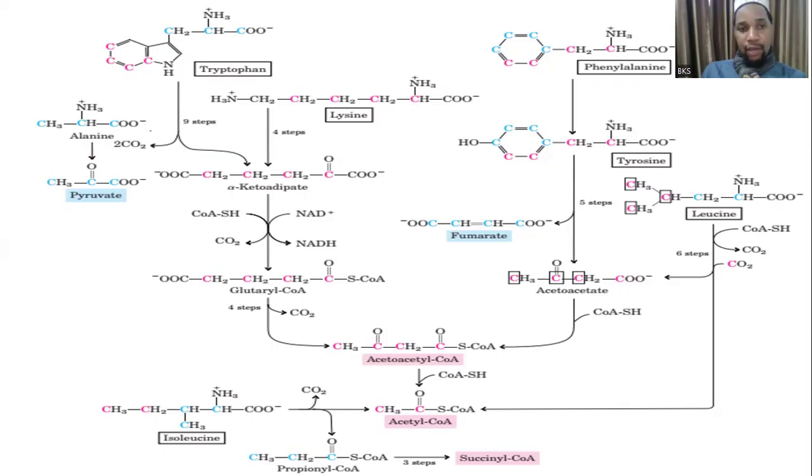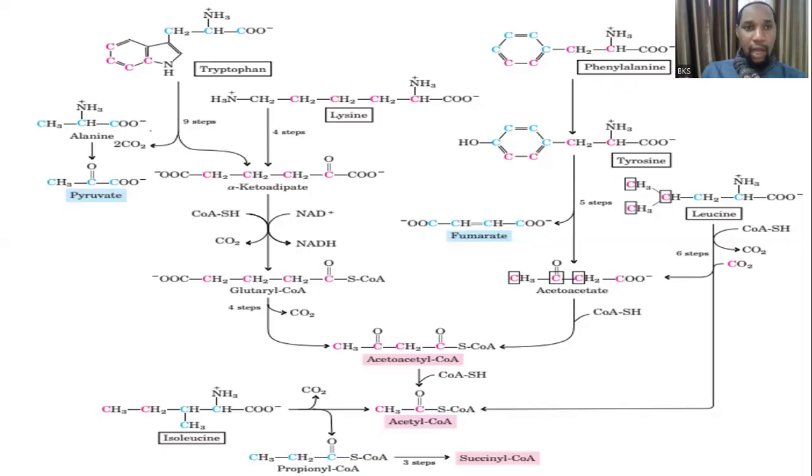The alpha keto adipate undergoes an oxidative decarboxylation reaction. The oxidative decarboxylation reaction involves the oxidation of alpha keto adipate and then removal of a carboxyl group. At the same time, there is addition of coenzyme A to form what we call glutaryl CoA. So glutaryl CoA also, through a post-step reaction, releases a carboxyl group to form acetoacetyl CoA.